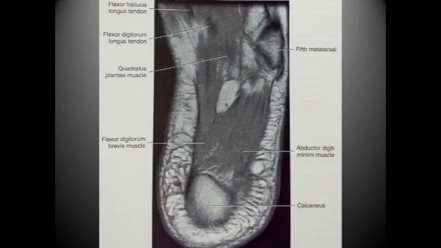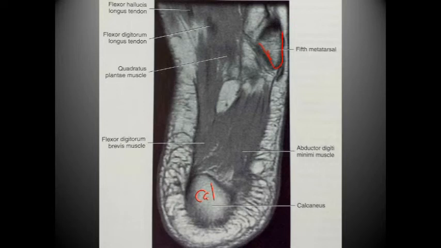Here we have the calcaneus. We're looking at the sole of the foot, or the plantar surface. We have the calcaneus, the fifth metatarsal, and the base of the fifth metatarsal coming in.